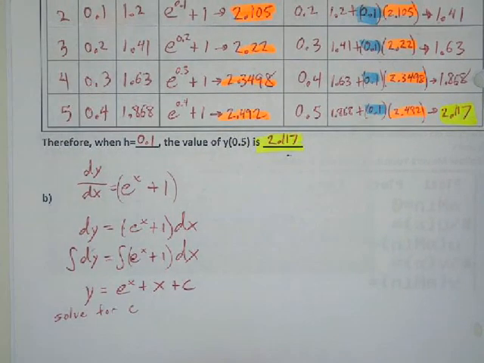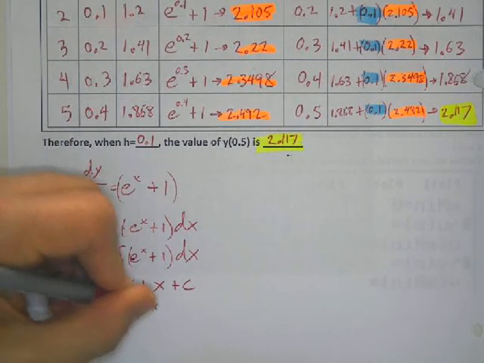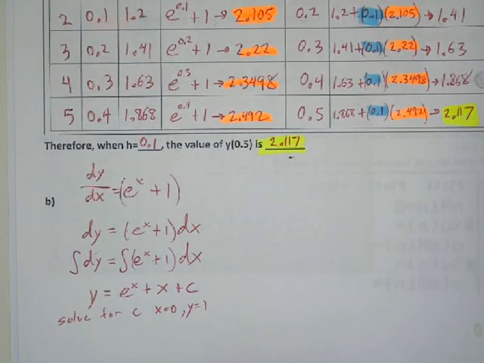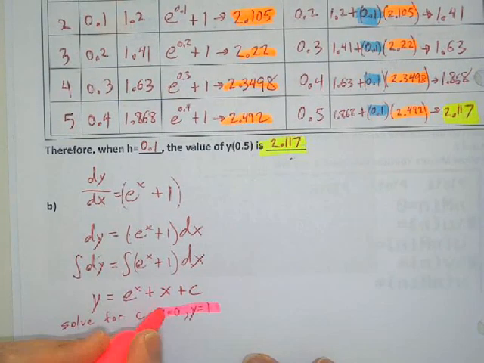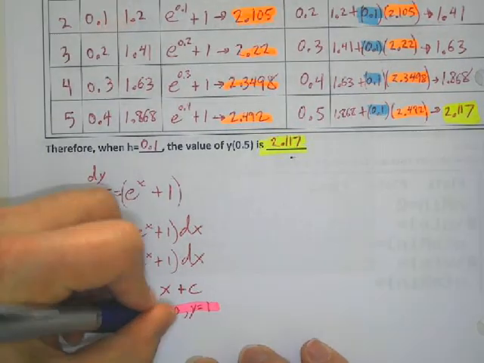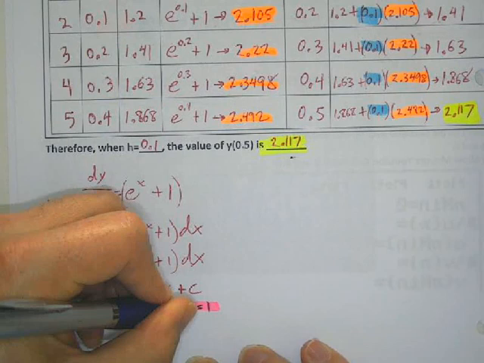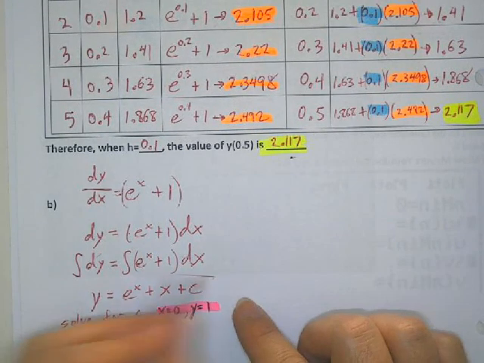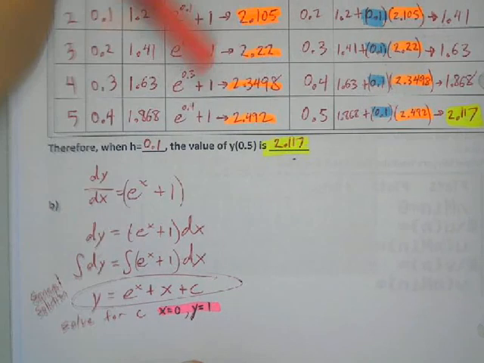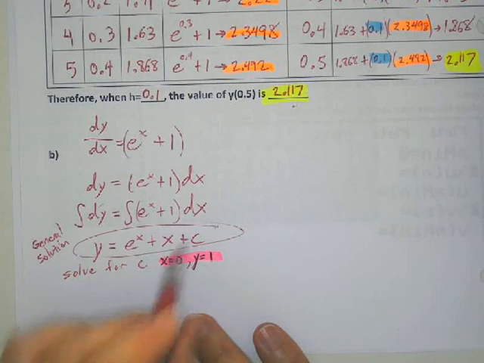And when we solve for c, we have x equals 0 and y equals 1. That's from these initial values right here: when x is 0, y is 1. That's going to help us figure out c, the particular solution. Remember, this is the general solution. Now we're going to find the particular solution for c with those points.